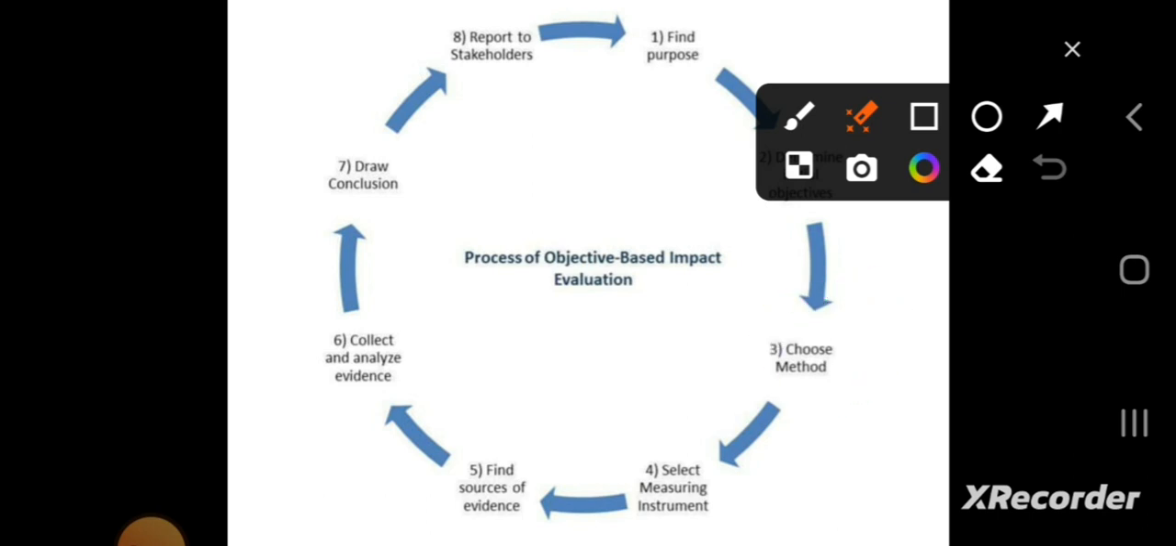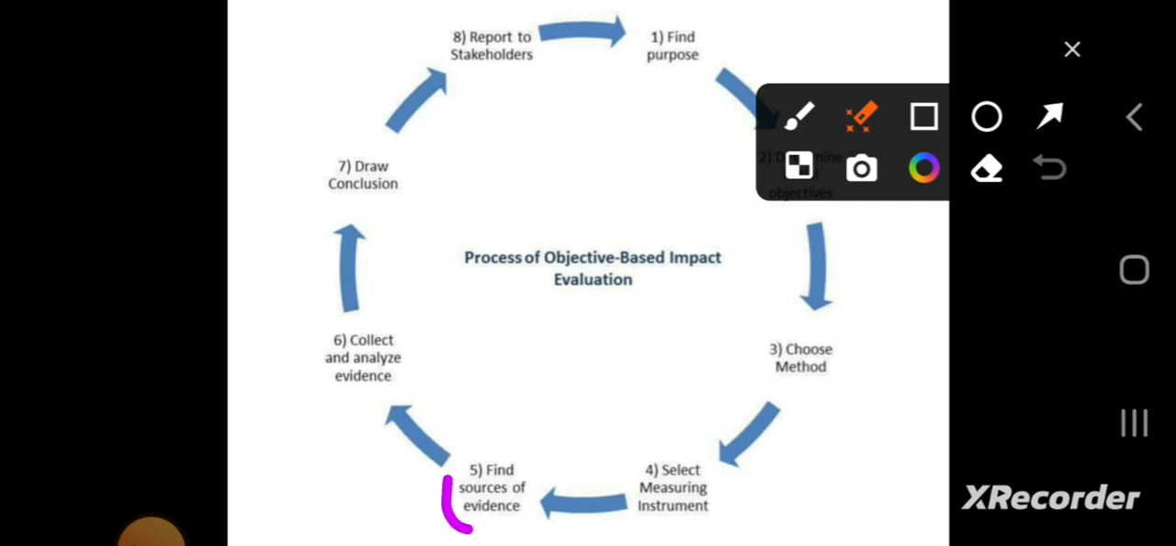Number 3. Choose method. Select the appropriate evaluation methods that will be used to gather data. This may include quantitative, qualitative, or mixed methods depending on the context and objectives. Number 4. Selecting measuring instrument. Identify the tools and instruments that will be used to measure the outcomes related to the objectives. This could include surveys, tests, interviews, or observational checklists.